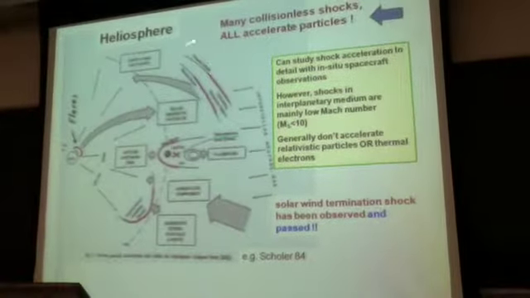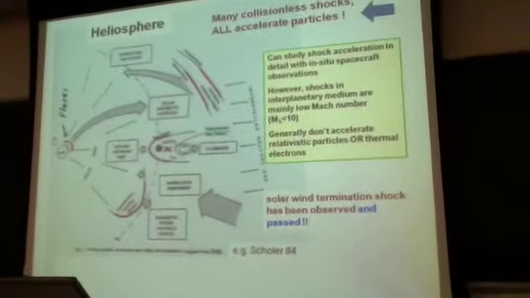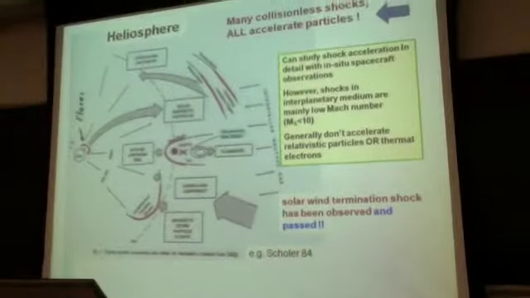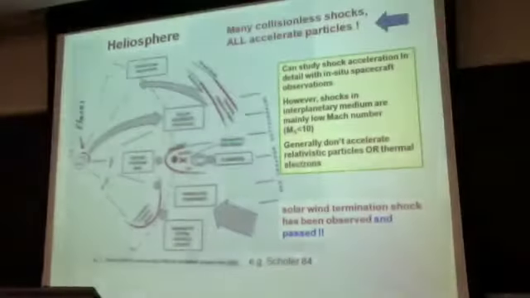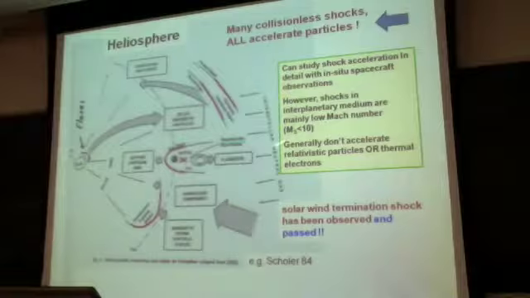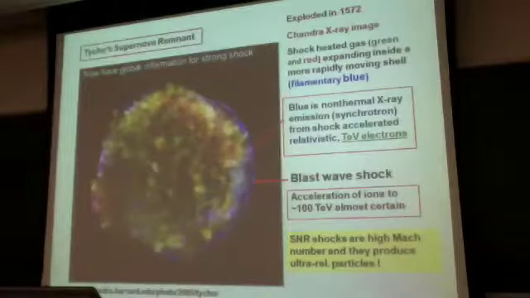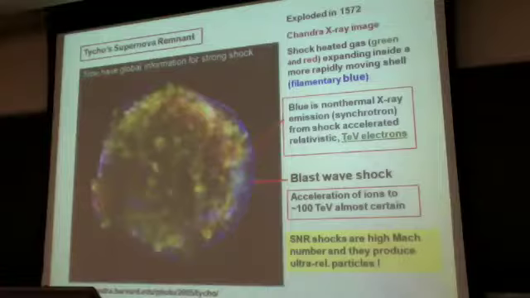So we have all these shocks, and many of them can be studied with spacecraft, with very detailed observations. But these shocks are generally very low Mach number, and they generally don't accelerate relativistic particles or thermal electrons. So here's an example of a shock that does those things.